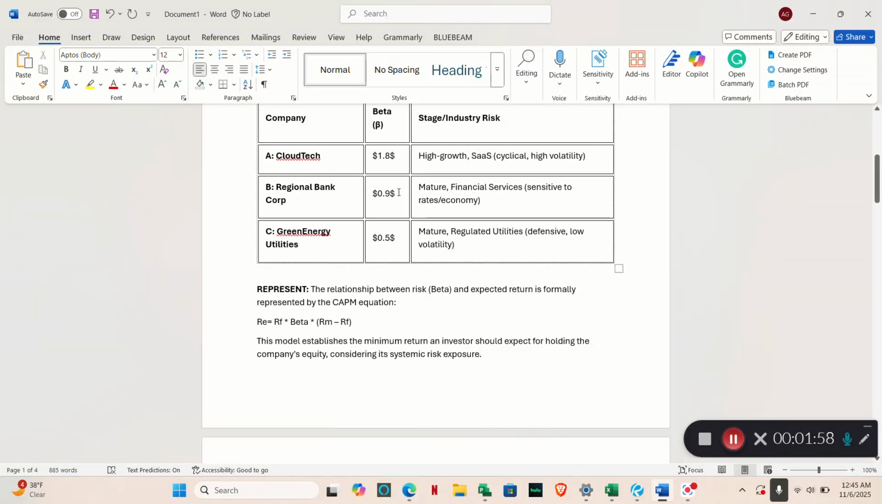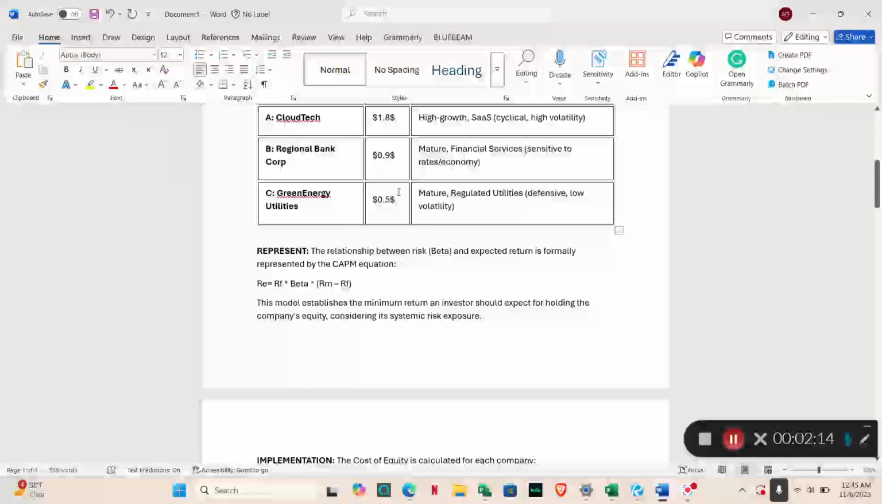We must represent the relation between risk, which is beta, and expected return, formally represented by the CAPM equation, which is RE equals RF plus beta, all multiplied by RM minus RF. This model establishes the minimum return an investor should expect for holding the company's equity, considering its systematic risk exposure.